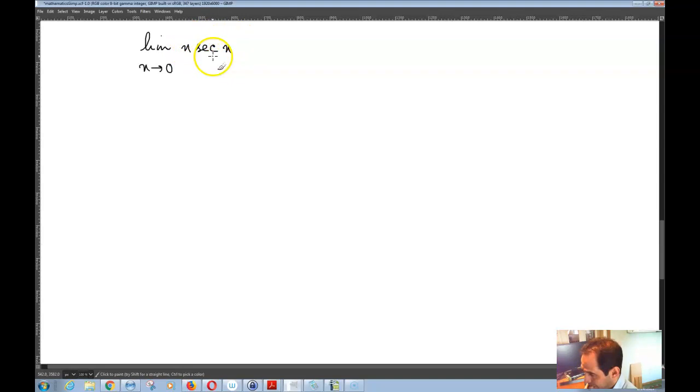Now secant x is the same thing as 1 by cos x, so secant 0 is the same thing as 1 by cos 0. Now cos 0 is equal to 1. So I suppose this is simply equal to 0. Let's see what the answer is. Number 19 is 0, just simply 0.